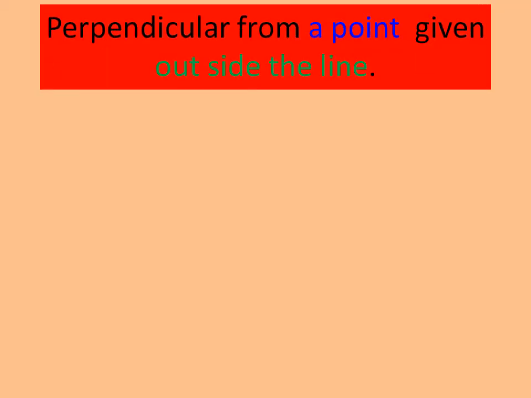Hello students, today we will learn how to draw a perpendicular from a given point to a given line, where the point is outside the given line. So let us draw a first line L and we will take a point A outside it. You can see that point A is outside line L.